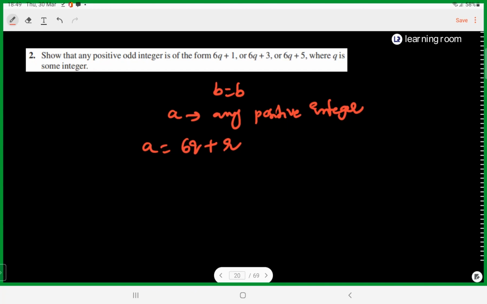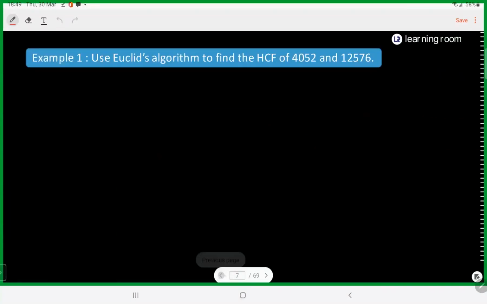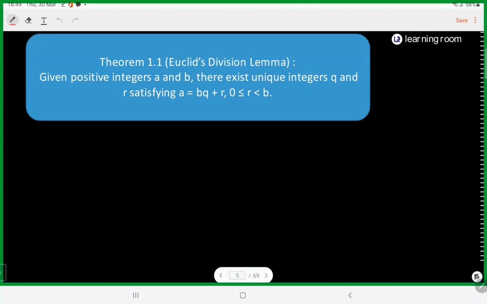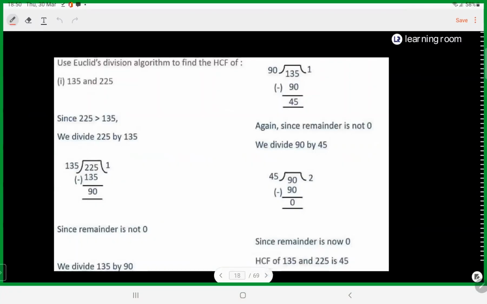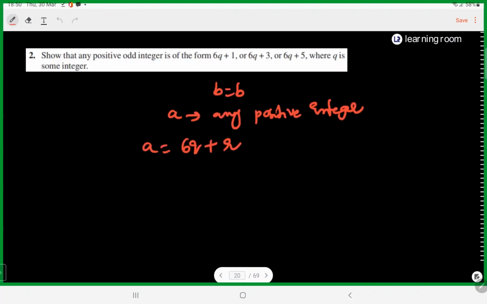r varies from 0 to b. 0 is included, it's not excluded, but b is excluded. So if b is 6, then what is the range of values of r? 0 to 5, right? If b is 10, what is the range of values of r? 0 to 9. b is excluded, 0 to 9. If b is 15, 0 to 14. Now you are clear?